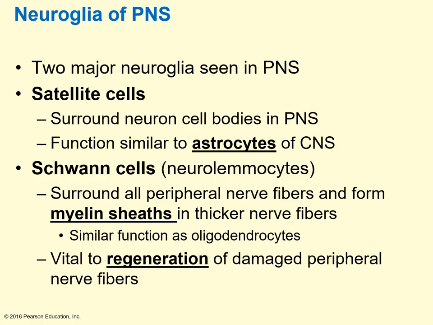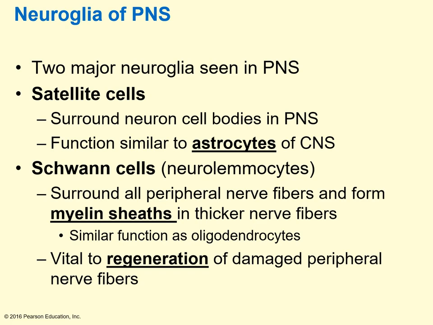Now, with the peripheral nervous system, there are only two kinds of neuroglial cells, or supporting cells: satellite cells and Schwann cells. The satellite cells are very similar to the astrocytes that you saw in the central nervous system. And then the Schwann cells in some ways are similar to the oligodendrocytes in that they will also form this myelin sheath, giving that insulation.